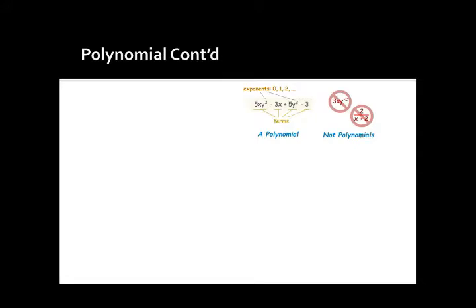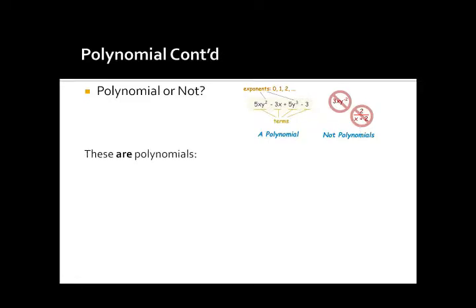Polynomial or not: this is an example of polynomials, while these are examples of non-polynomial terms. Here the exponent is not in this set, so this is not a polynomial. And in this set, the polynomial is this expression. In this expression, this is being divided by a variable, so therefore it cannot be a polynomial.